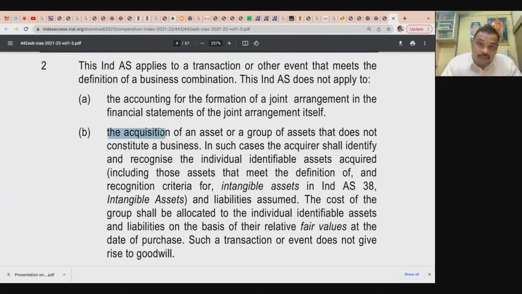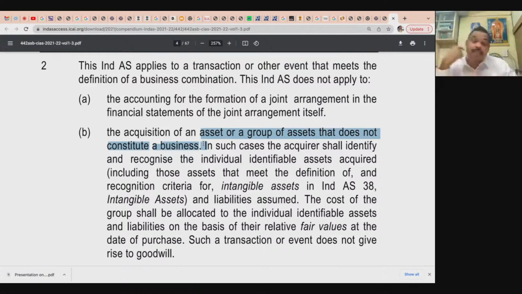Now the acquisition of an asset or a group of assets does not constitute a business, because you are not taking over the customers, suppliers, workforce, process, licenses. You don't carry on the business. The going concern is not carried out. So the focus is only on asset and group of assets. Therefore, this standard is not applicable.